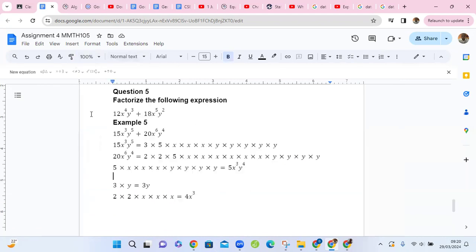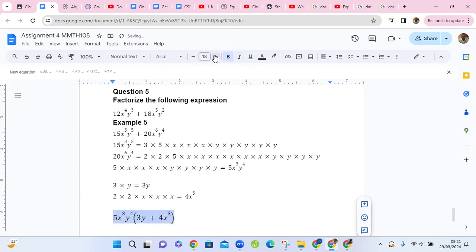So this 5x to the 3y to the 4 is the highest common factor that must come here outside of the bracket. And inside of this pair of brackets, we have 3y plus 4x cubed. And this is the final answer.